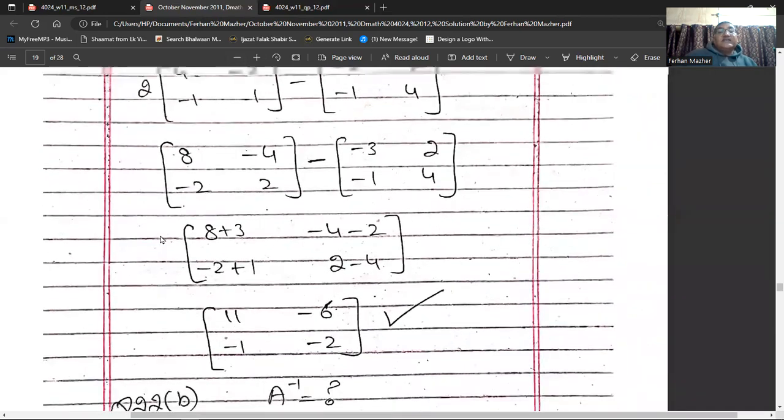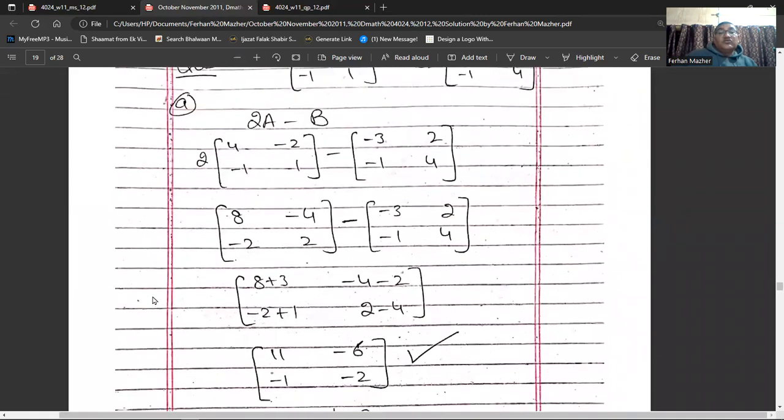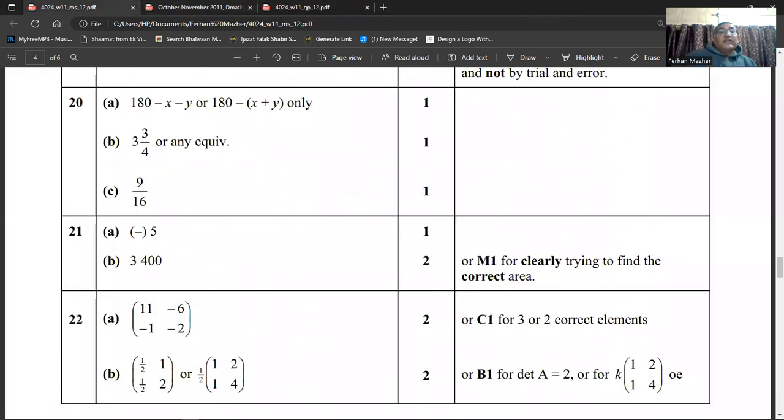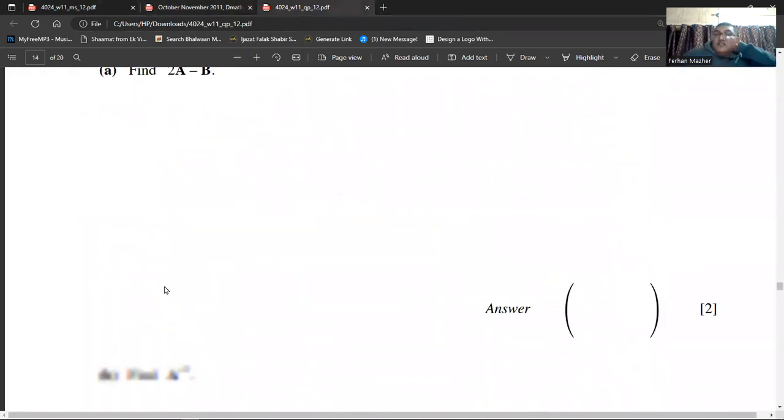So our answer looks good. 11, minus 6, minus 1, minus 2. That is the right answer, sir. I hope you understand. It's a very simple question on matrices.